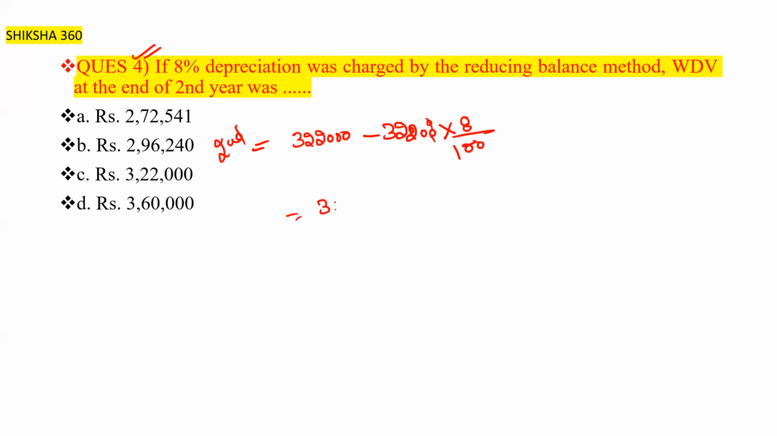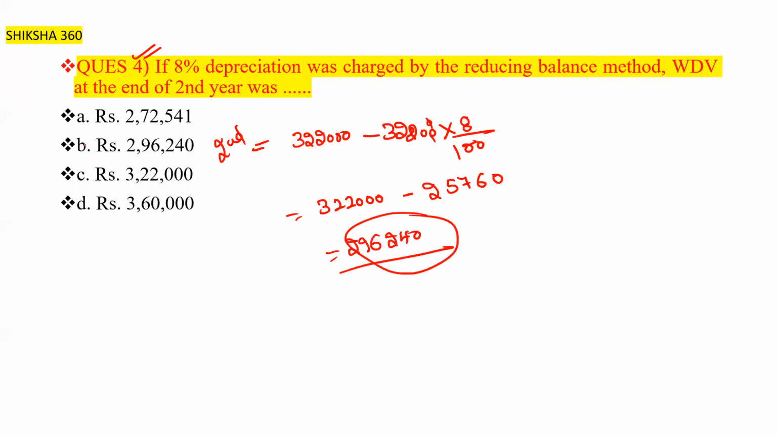So 3,22,000 minus 3,220 into 8, that is 25,760. So 3,22,000 minus 25,760 comes out to basically 2,96,240 rupees. So this one is the answer here. That is option number B.